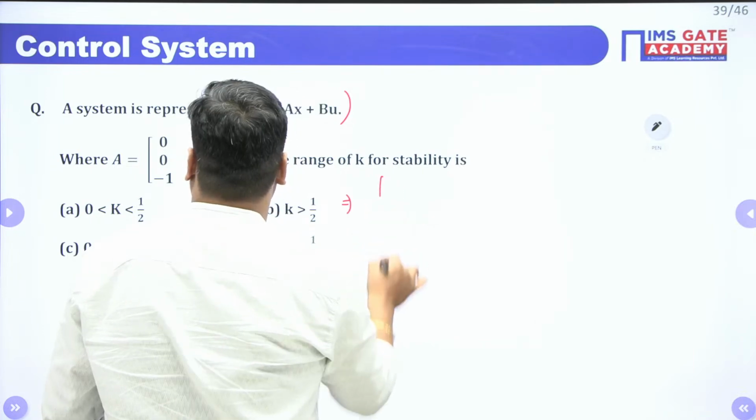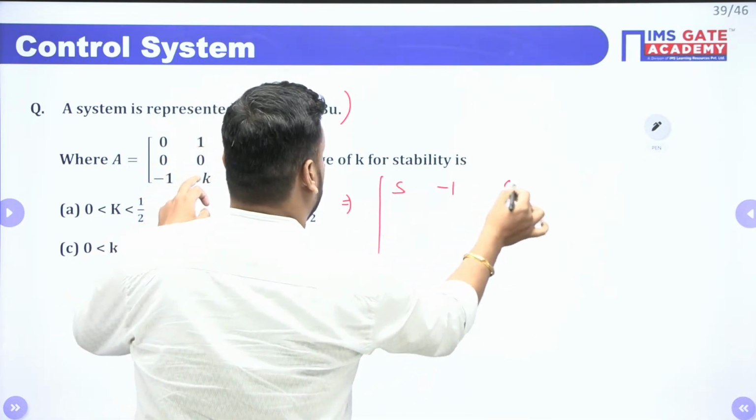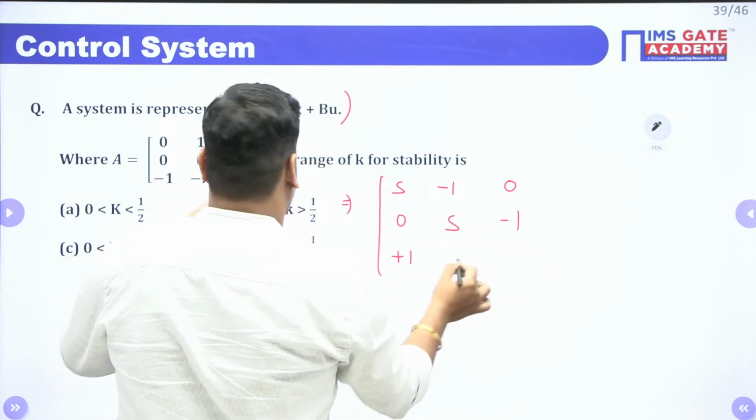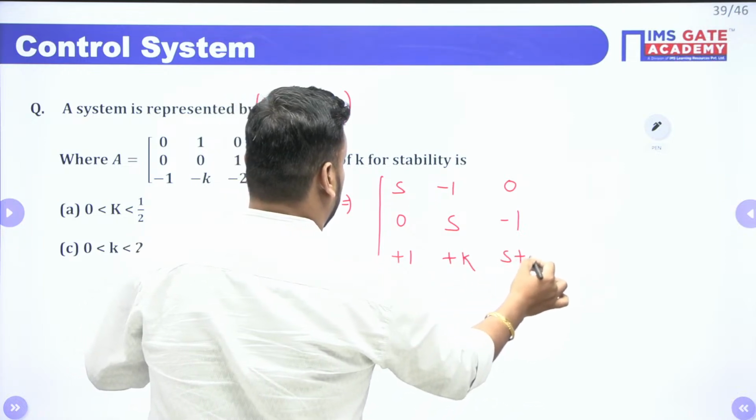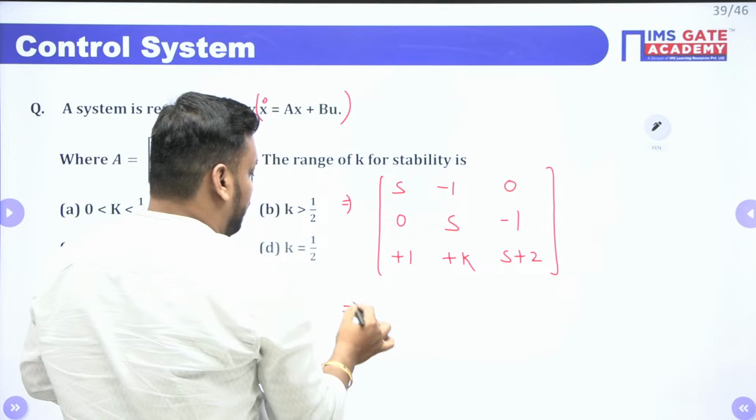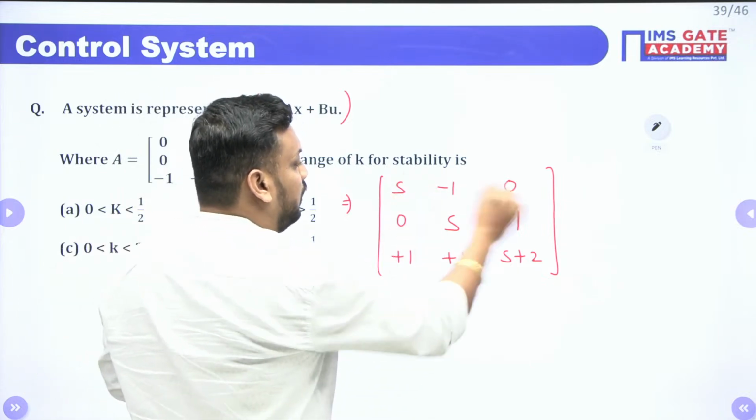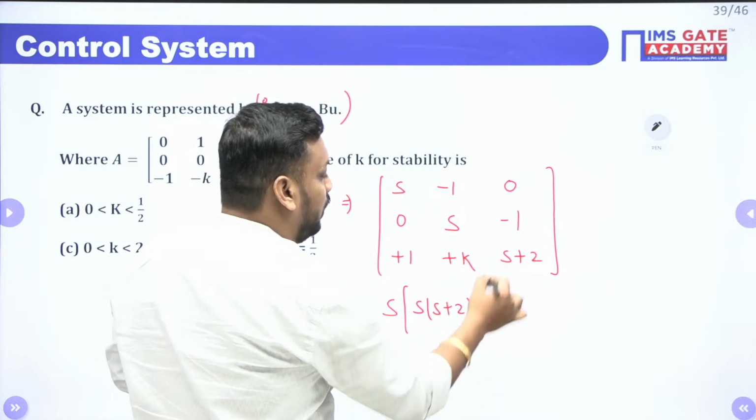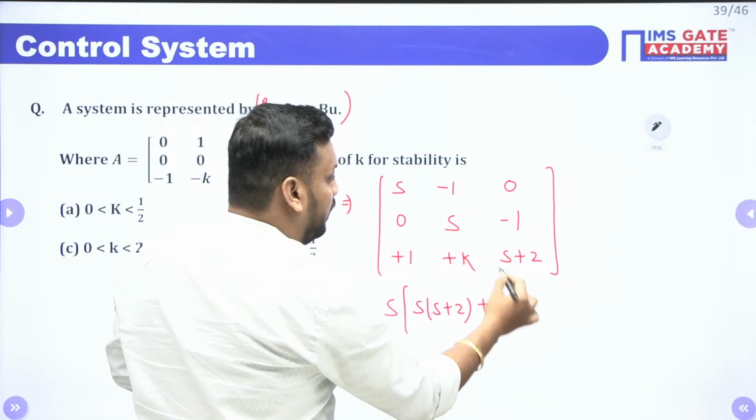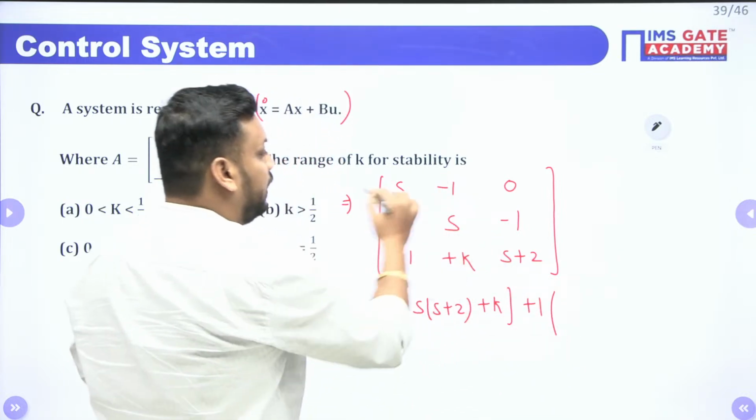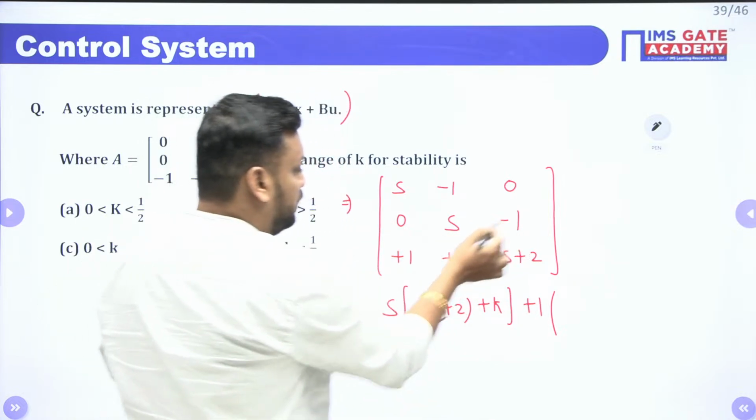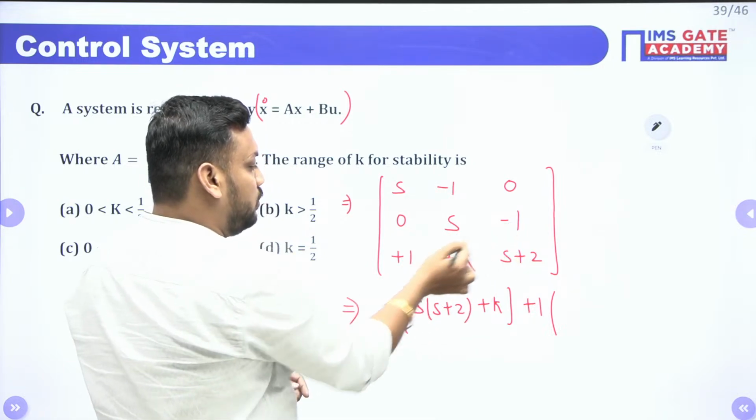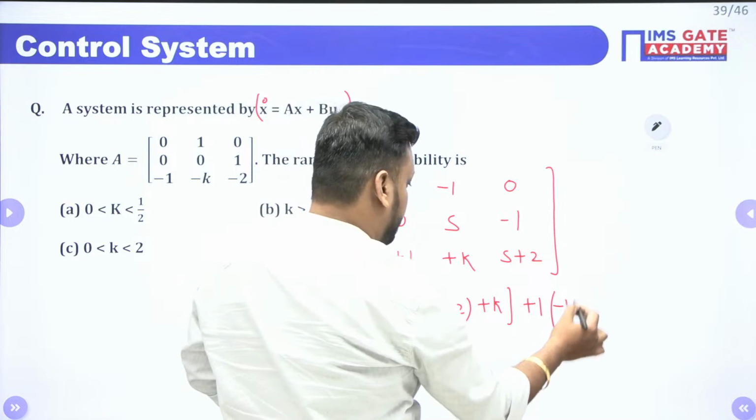So when you find sI minus A, you will get s, minus 1, 0 in the first row; 0, s, minus 1 in the second row; and plus 1, plus K, and s plus 2 in the third row. When you open the bracket, you should write s into (s plus 2), plus K, and here again plus 1. This term is 0 and this term is minus 1, and this is also minus 1 and this is 0. So here you are getting minus 1. Is it clear or not?